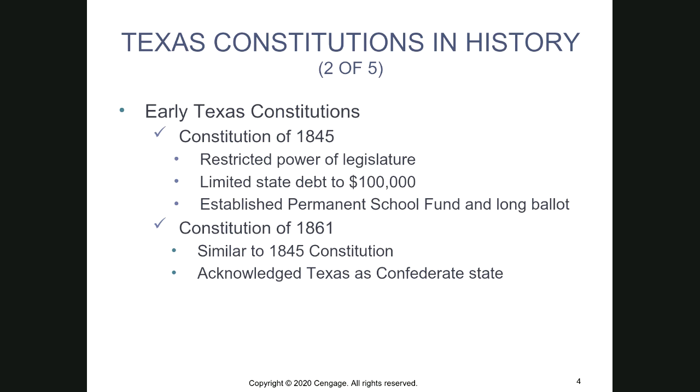Okay, so then we have the Constitution of 1861. Why did we get a new constitution? Well, if we look back at what was happening in history, Texas had joined the Confederacy and had seceded from the Union. So this constitution looks very similar to the 1845 Constitution, but it acknowledges Texas as a Confederate state.